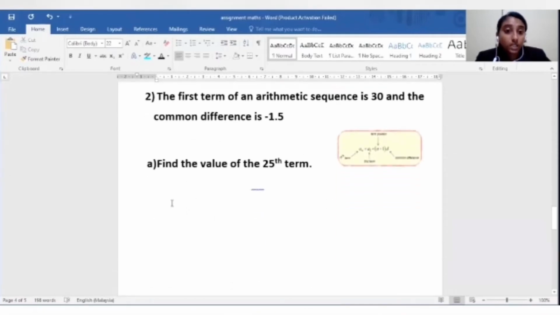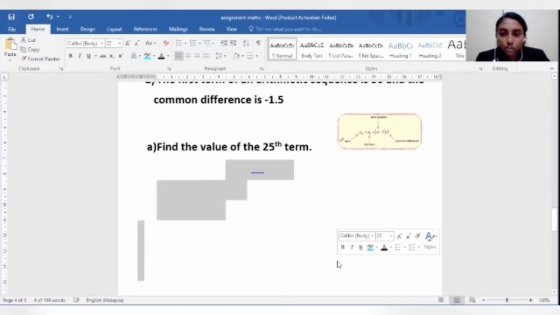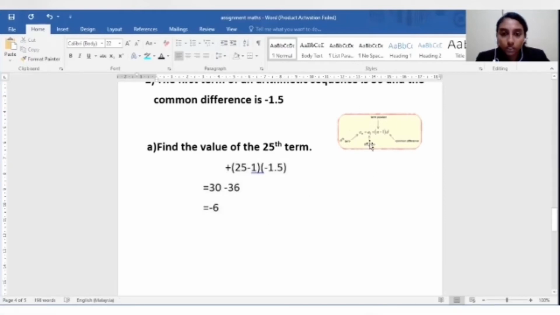This question asks: the first term of an arithmetic sequence is 30 and the common difference is negative 1.5. They ask us to find the value of the 25th term. So how do we do this? Actually, it's quite easy, because we just follow the formula.